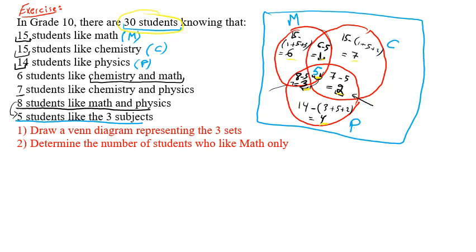Now, second part, determine the number of students who like math only. Math only means with no intersection with any of the other subjects. Where is math only in this case? We can see that here is the part of math only. Then there are 6 students who like math only.